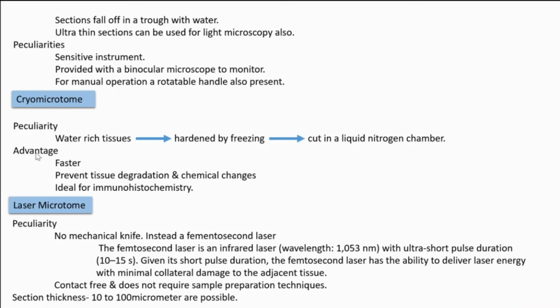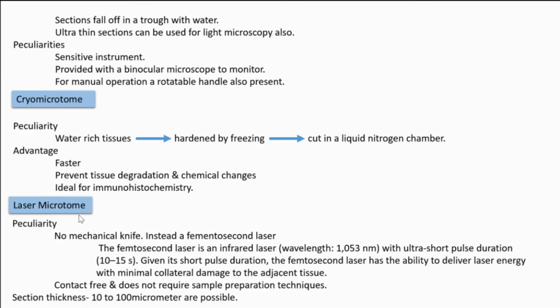What is the advantage of the cryomicrotome? It is faster, and as it is not treated with any chemical, there is less chance of damage to the tissues, and it is suitable for immunohistochemistry. Immunohistochemistry means all the studies that involve reaction between antigen and antibody. For all such tests, this type of microtome is very useful.